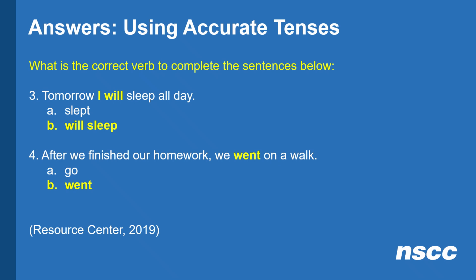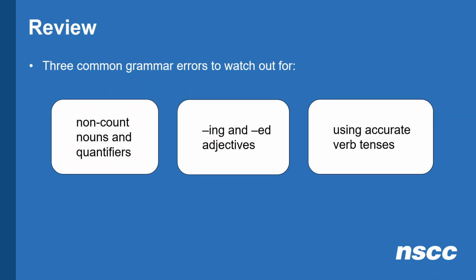Number 3, tomorrow I will sleep all day. Because of the word tomorrow, we have to use a future tense. 4, after we finished our homework, we went on a walk. Because we did something in the past. To review, 3 common grammar errors to watch out for are non-count nouns and quantifiers, ing and ed adjectives, and using accurate verb tenses.